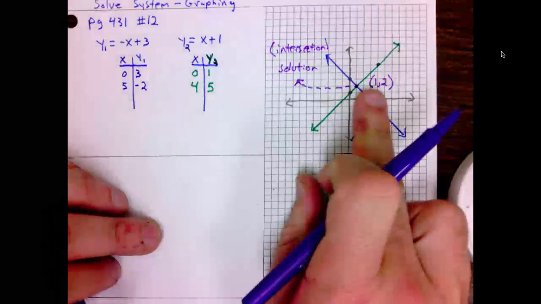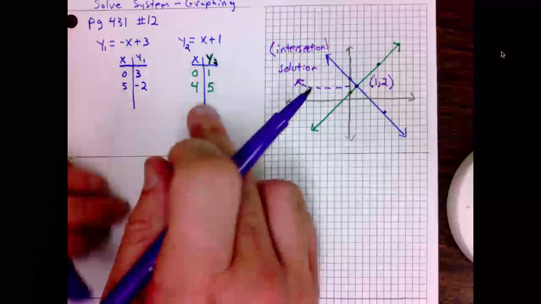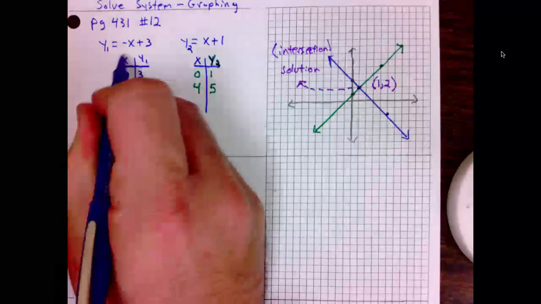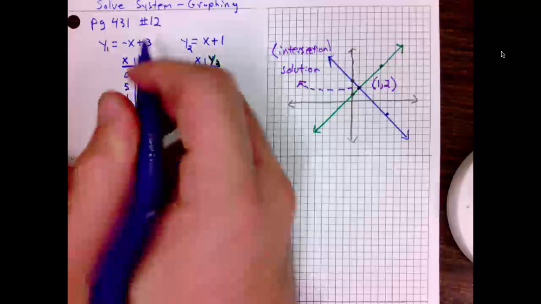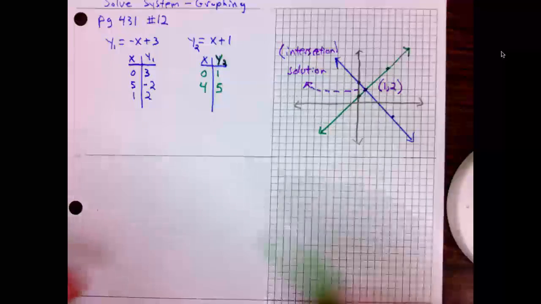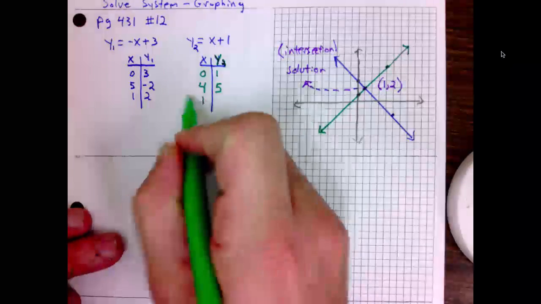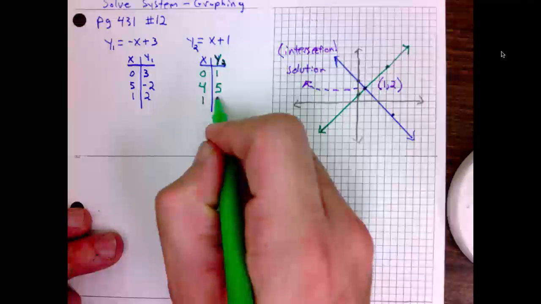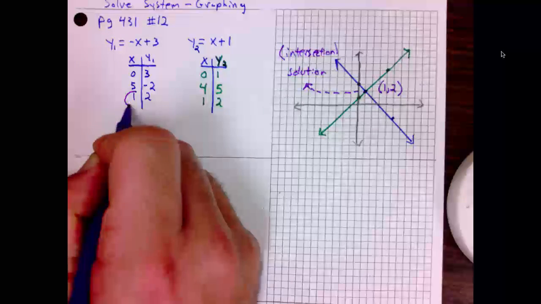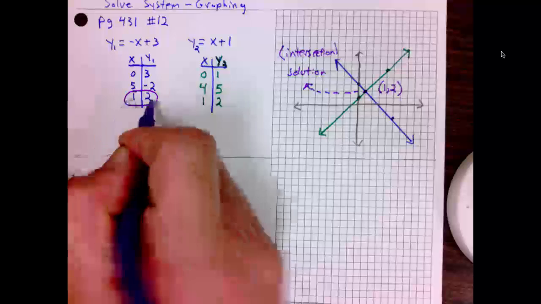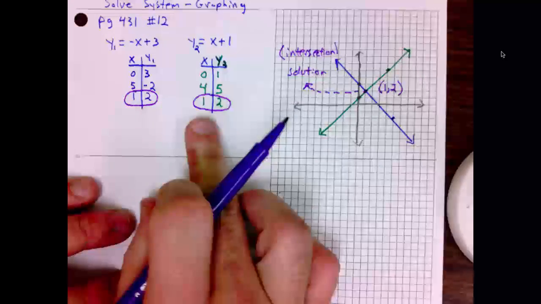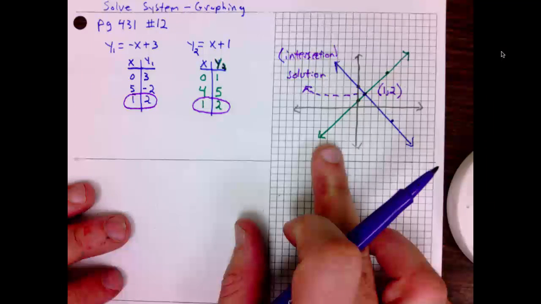And you will see this 1, 2 will indeed satisfy both of these equations. In y1, substituting 1 in place of x, negative 1 plus 3 is a positive 2. In y2, substituting 1 in place of x, 1 plus 1 is 2. So here we see in y1 we have the ordered pair 1, 2, and in y2 we have the ordered pair 1, 2. This is the only point in the whole world that both of these will have in common.